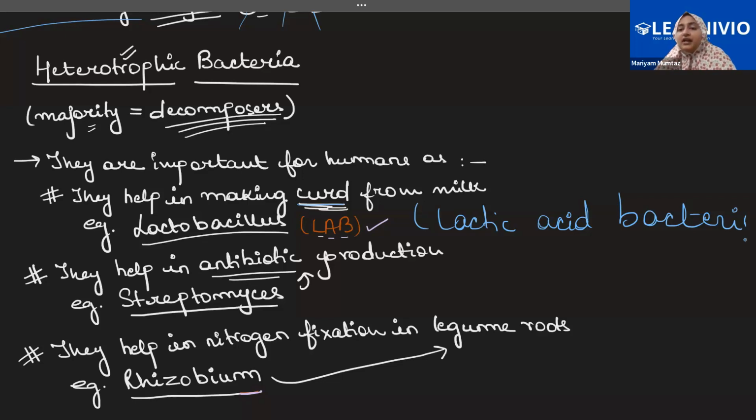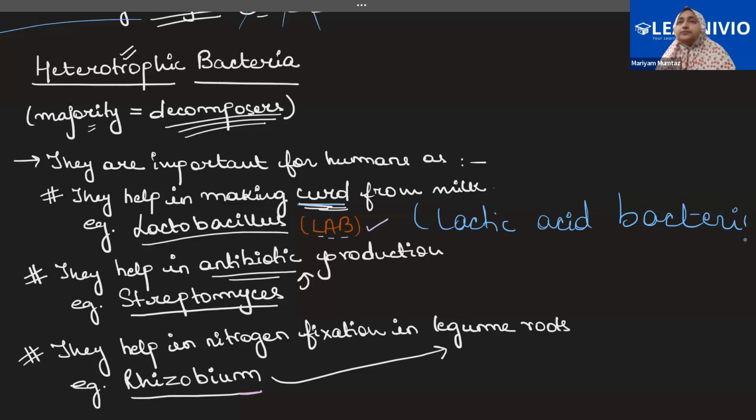We use them in a variety of ways, such as they help in the making of curd from milk. Whenever we change the milk into curd, we use one kind of bacteria, that is lactobacillus. Now, this bacteria is present in the milk only. Okay. And it's also present in curd, actually.